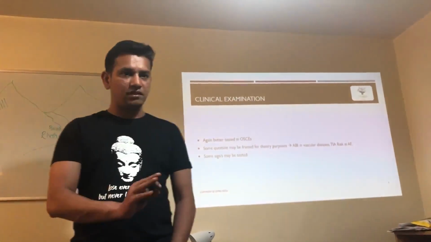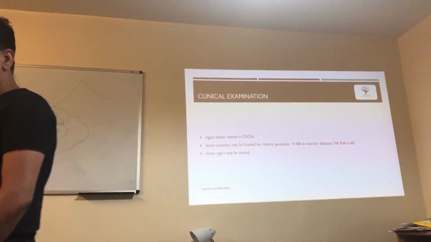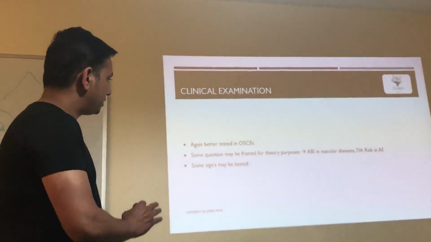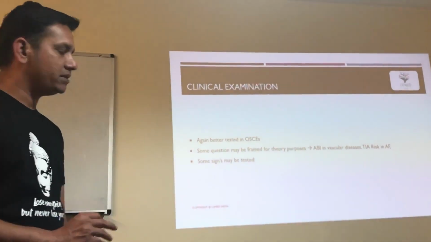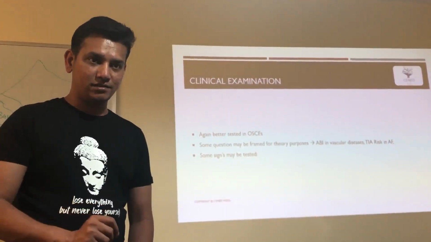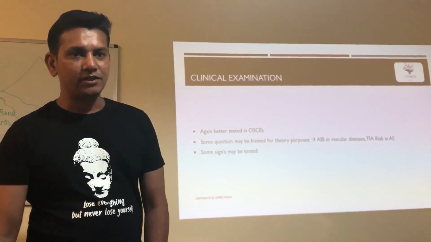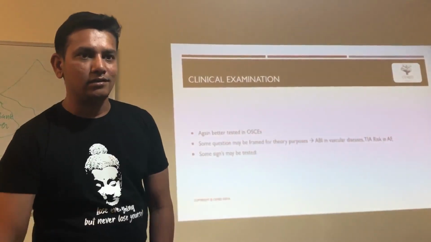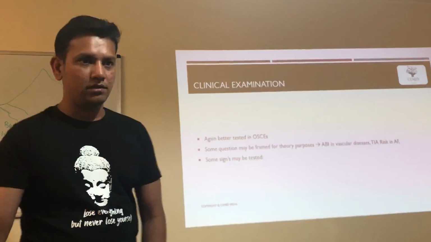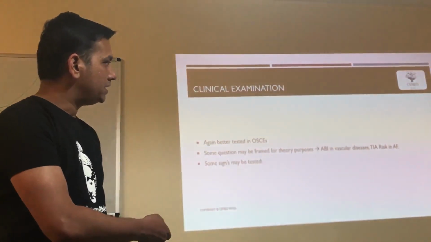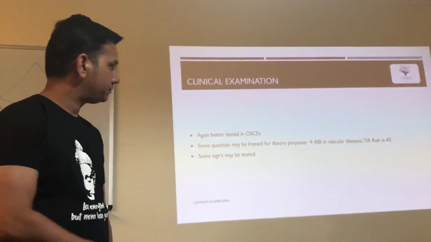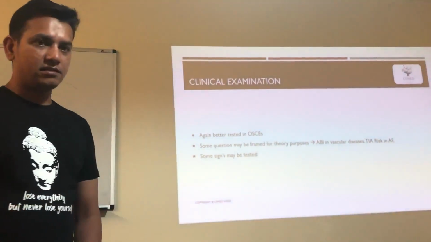Clinical examination, they will test better in your OSCEs. However, the questions framed for theory purposes are, for example, ankle brachial index for vascular disease. So if somebody has come with a dislocated knee, I would like to do an ankle brachial index. Yeah. TIA risk in AF, you do the CHADS-VASc. Some signs may be tested.